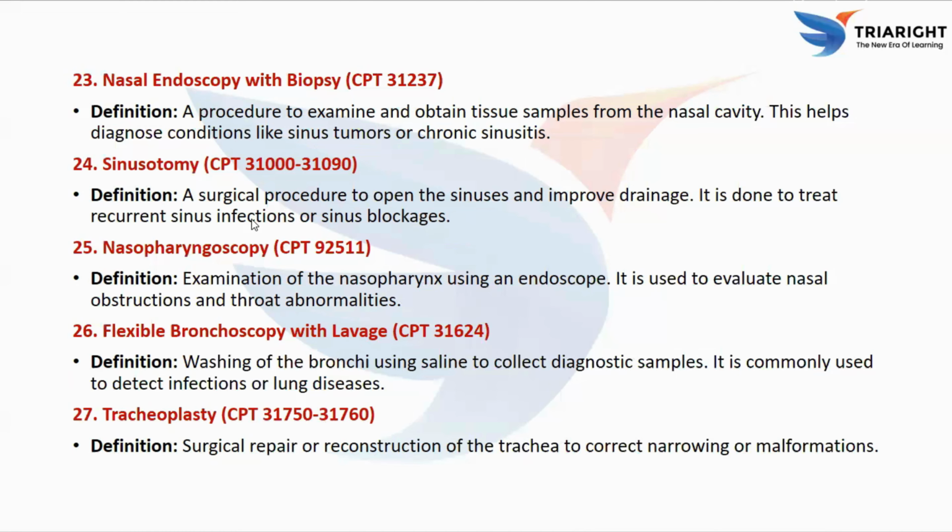And next procedure is sinusotomy. CPT code ranges are from 31000 to 31090. It's a surgical opening of one or more sinuses to improve drainage and remove infection or blockage. Why is it done? For recurrent sinus infections, for blocked sinus drainage, for sinus abscess. The examples are maxillary sinusotomy, frontal sinusotomy, ethmoid sinusotomy.